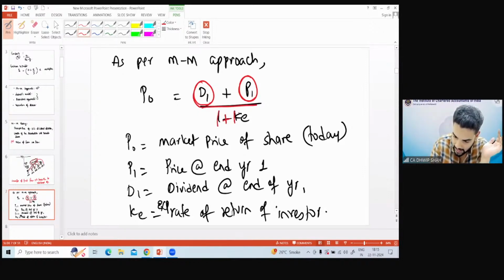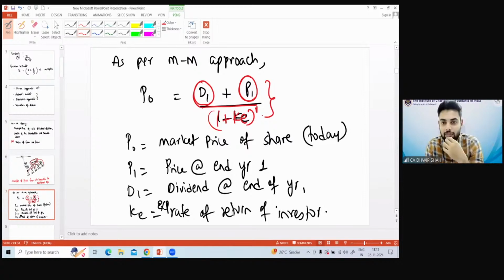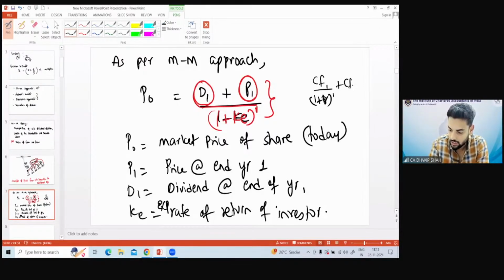See, 1 plus KE is nothing but 1 plus KE raised to 1. Can I say this is nothing but discounting of future cash flows? Future cash flows in the form of expected dividend in year one and in the form of expected price in year one. I hope under investment decision, we have briefly discussed how to discount the cash flows. In that case, the present value of cash flows was nothing but the cash flows in year one, discounted with the discounting rate. Yes or no? This is how we used to discount the cash flows.